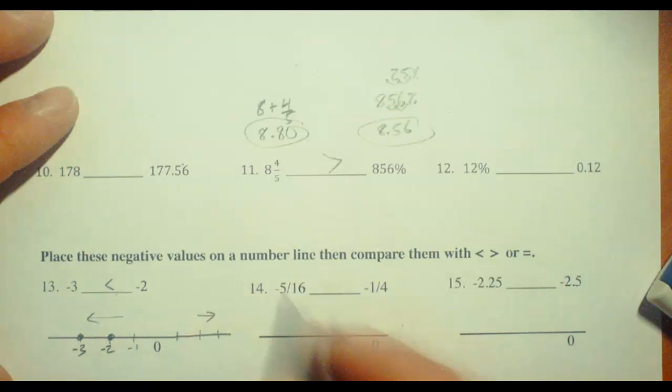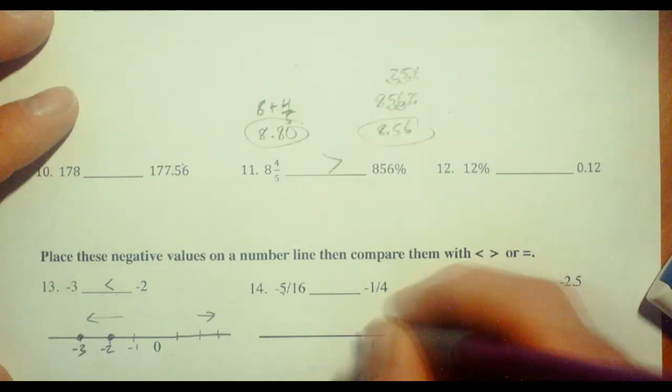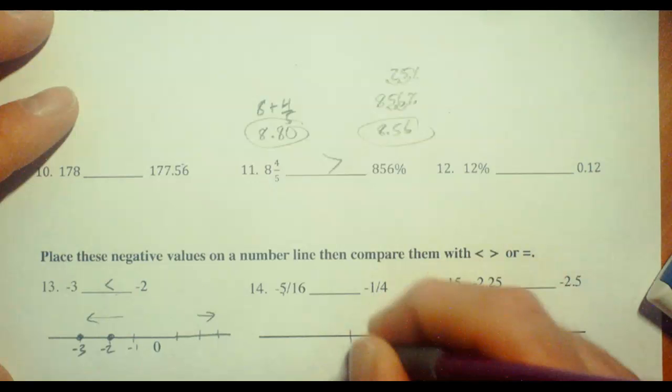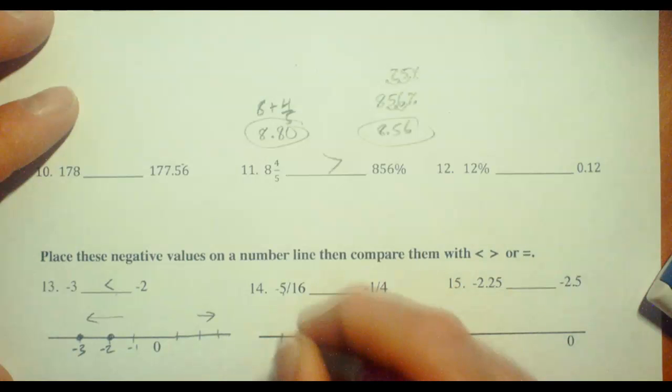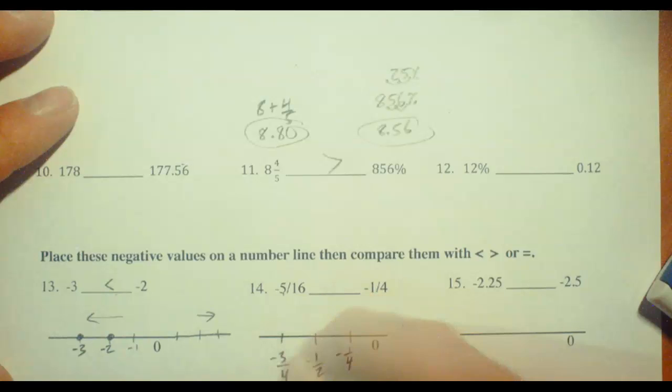So let's take a look at this one, -5/16 and -1/4. So let's divide this up. This would be -1/4. Negative, this would be -1/2. -3/4. That's probably enough. So we got -1/4 here. And then we have 5/16.